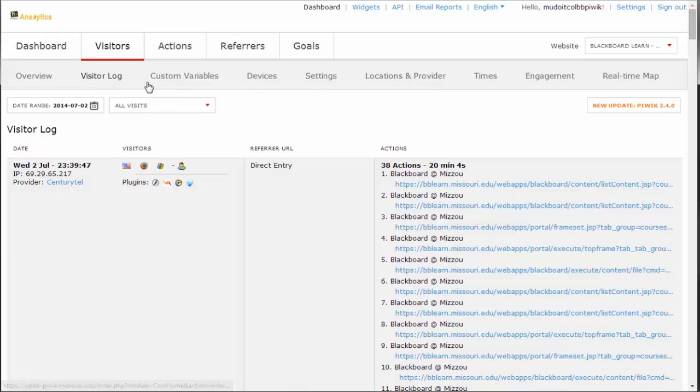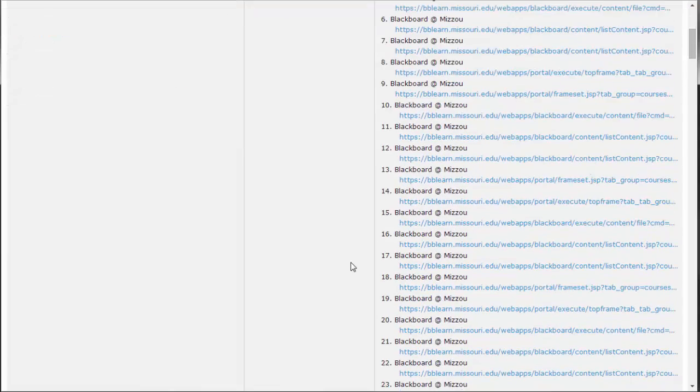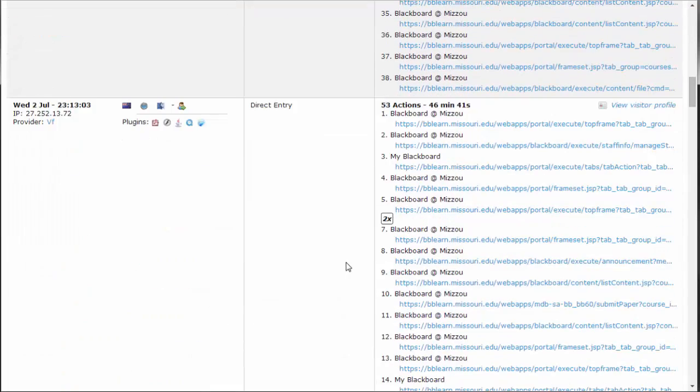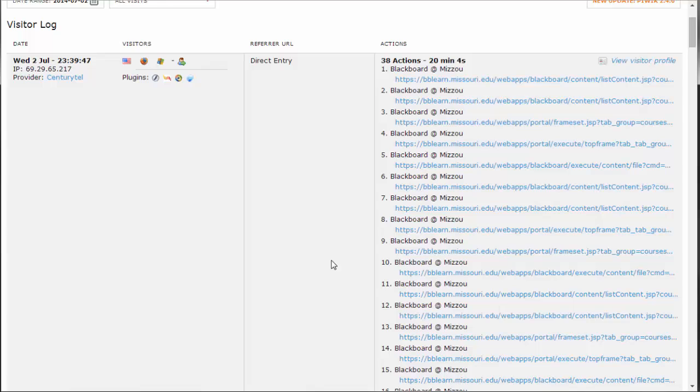Here in the submenu you can see a visitor log. Here you can see the IP, the provider name, information about the user, their browser, their OS. It tells us they're a returning visitor, and it tells us what plugins were installed. And then we can see what actions the user did during their session within the application.